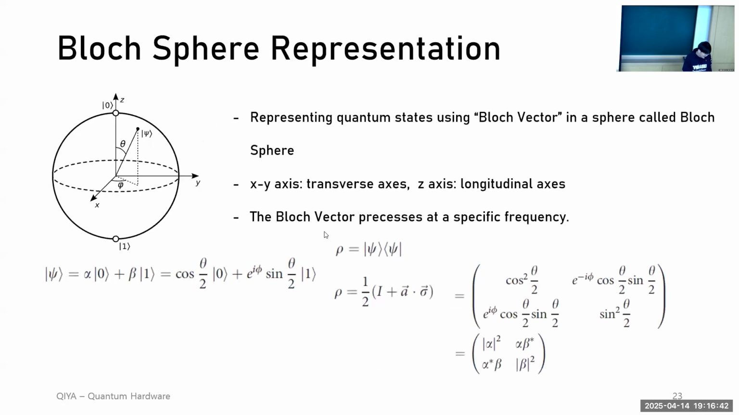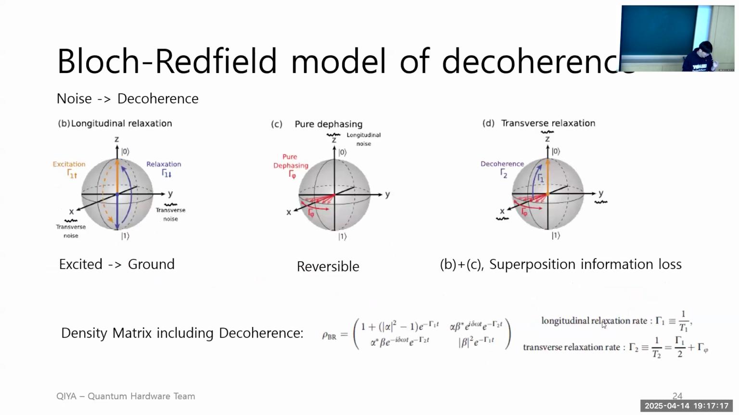So I will explain some mathematical models of noise. We can easily remind ourselves of the Bloch sphere representation here. So we can make the Bloch sphere representation here, and we can construct the density operator from this basic Bloch sphere representation. So we can easily construct this matrix of the density operator. And so we will explain the Bloch-Redfield model of decoherence.